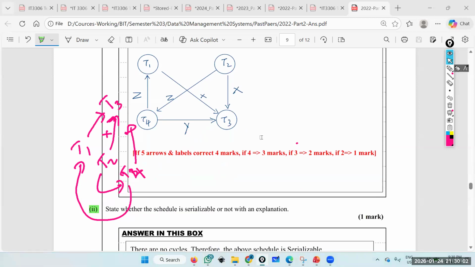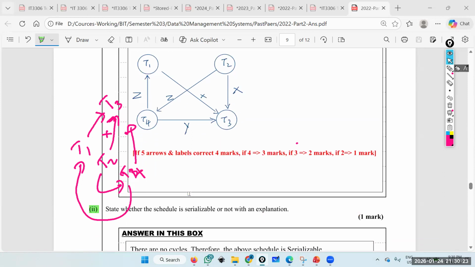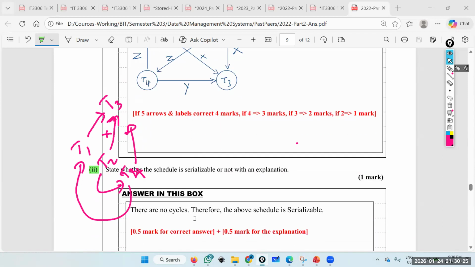Right. So let's see T2 to T3. Yes, X. You can see. Anyway, it's not needed later, but it's always good. Right. So next part, state whether the schedule is serializable or not with explanation. This is serializable because there are no cycles. Right. Serializable. There are no cycles. Therefore, the above schedule is serializable.